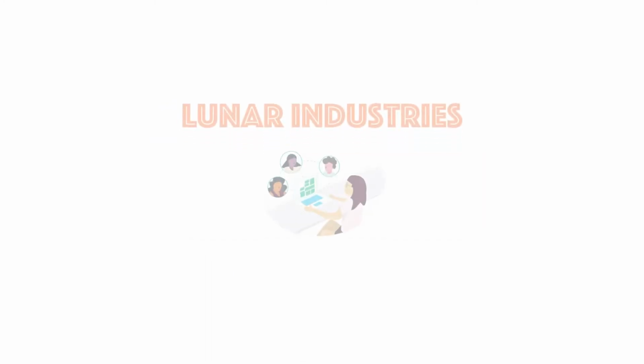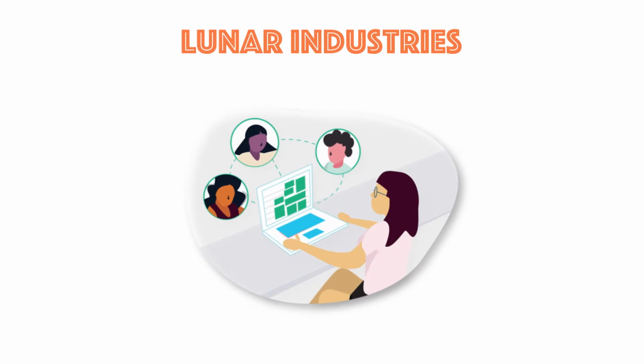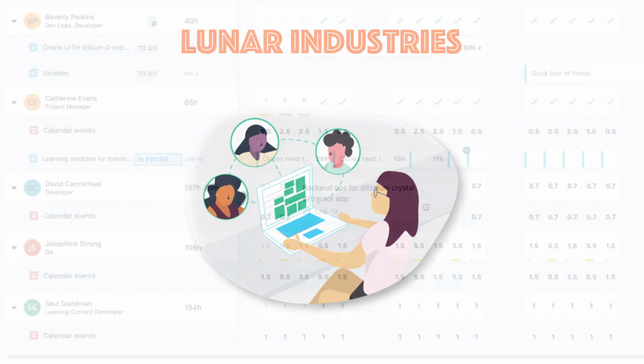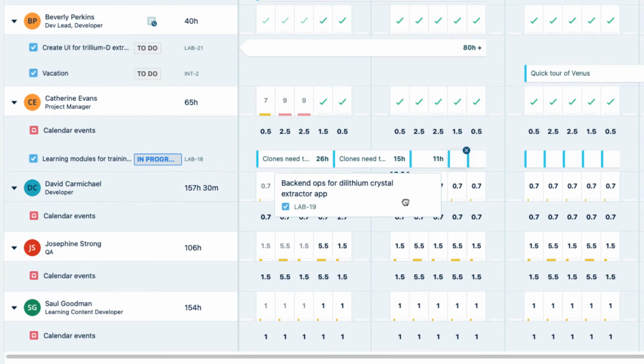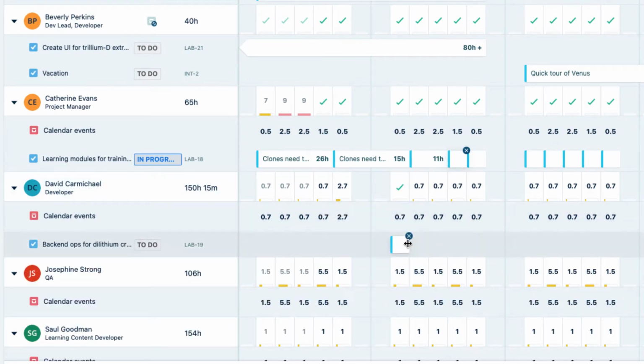I'm a team lead here at Lunar Industries, and I want to see the true availability of my team's time, as well as my own. Then I can accurately plan time for projects in the resource planning view in Tempo Planner.